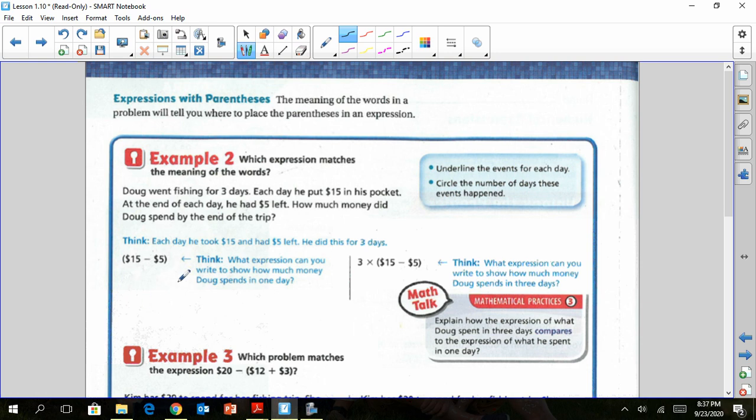That's what's telling us right here is how much money he spent. He had $15. He's going to take away the $5 that he had left in his pocket. That will tell him how much he spent for that day. He's going to do that 3 times each day. The word each tells us we're going to multiply by 3.